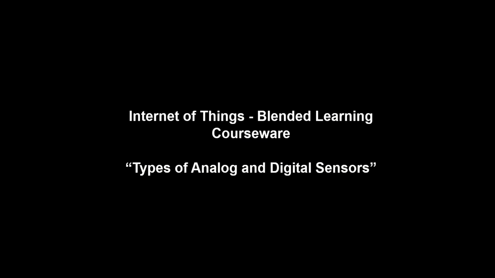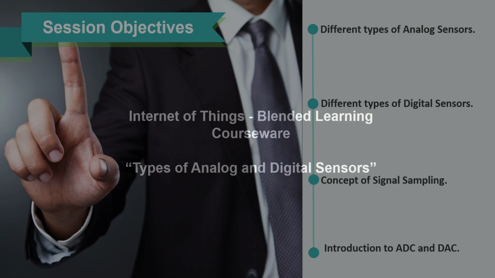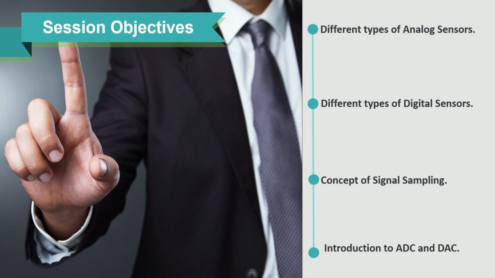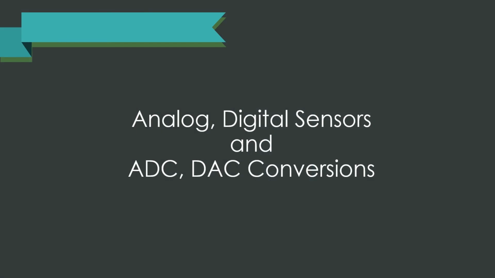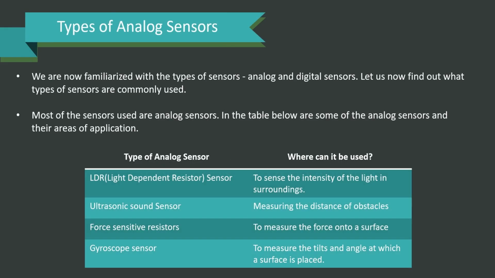In this session, we will understand the types of analog and digital sensors. After listening to this session, you will have a clear idea about the types of analog sensors, the types of digital sensors, the concept of signal sampling, and you will understand the fundamentals of ADC and DAC, which is nothing but analog to digital converters and digital to analog converters. Let's first start with analog and digital sensors and then we will navigate to ADC and DAC conversions.